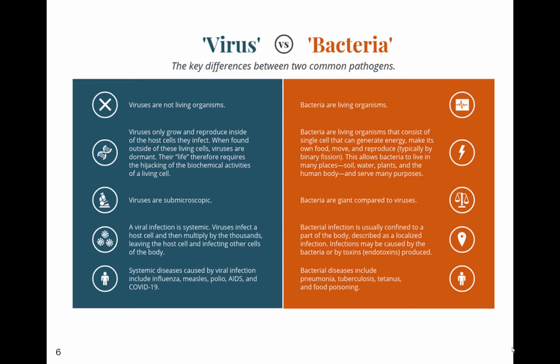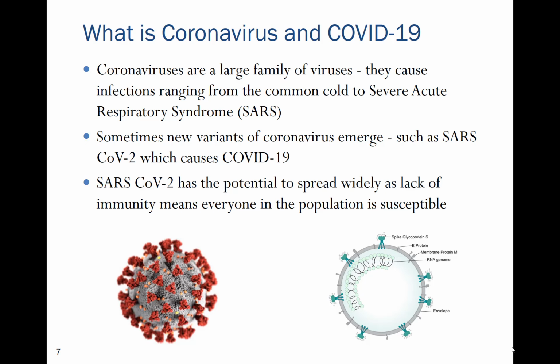Diseases caused by viruses include influenza, measles, polio, AIDS, and COVID-19. Bacterial diseases include most commonly pneumonia, urinary infection, but also tuberculosis, tetanus, and food poisoning. Again, a major difference between bacteria and viruses is that bacteria are killed by antibiotics, which usually target the cell wall or the ribosome. Viruses are unaffected by antibiotics.